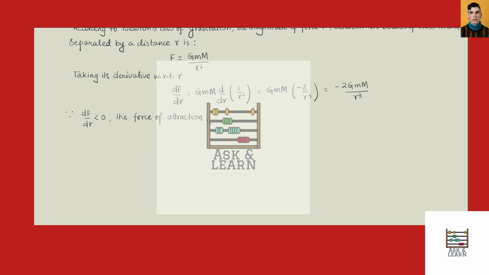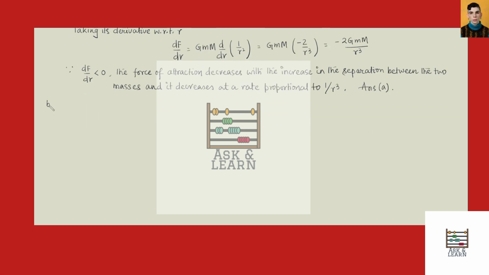Since this dF by dr is less than 0, the force of attraction decreases with the increase in the separation between the bodies. And this force between the two masses decreases at a rate proportional to 1 by r cube. This is the answer to the first part of the question.